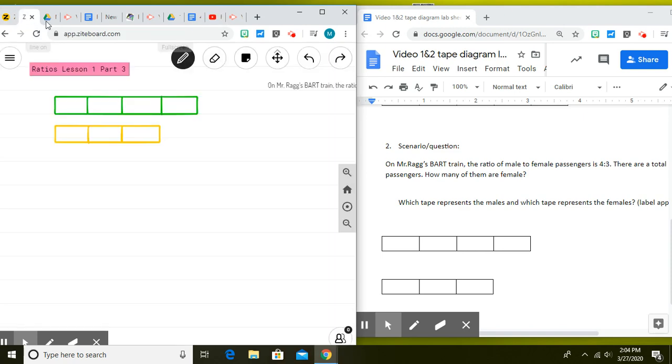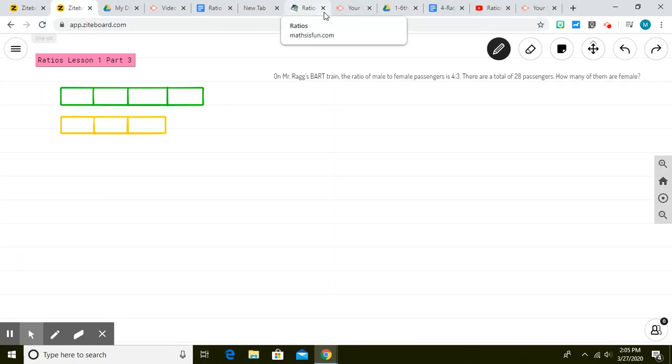So, okay, here we have, and I have what you have in your paper, I just made mine color. On Mr. Rag's BART train, the ratio of male to female passengers is 4 to 3. There are a total of 28 passengers. How many of them are female? So 4 represents the males because it was said first.